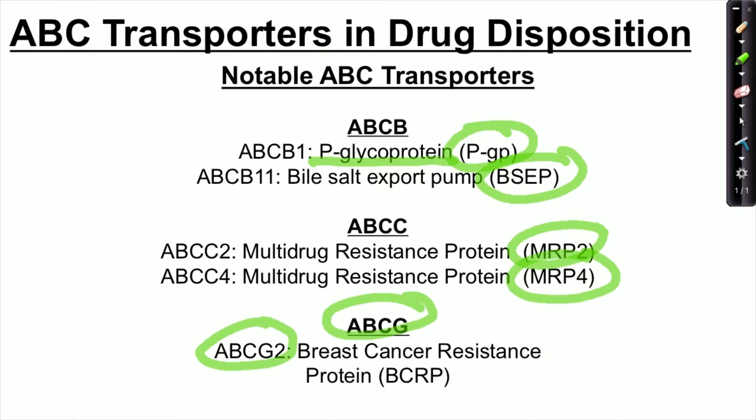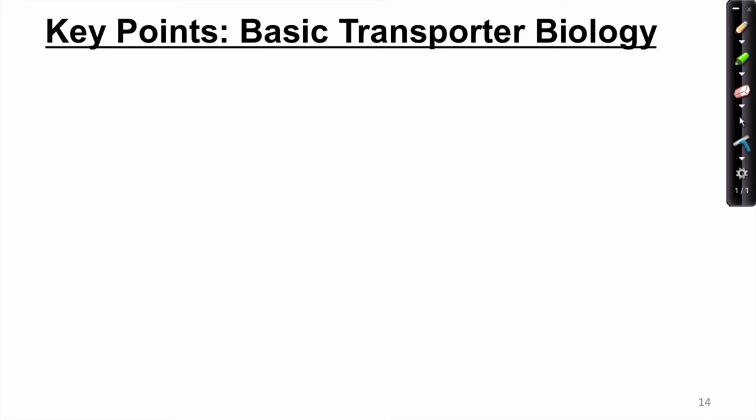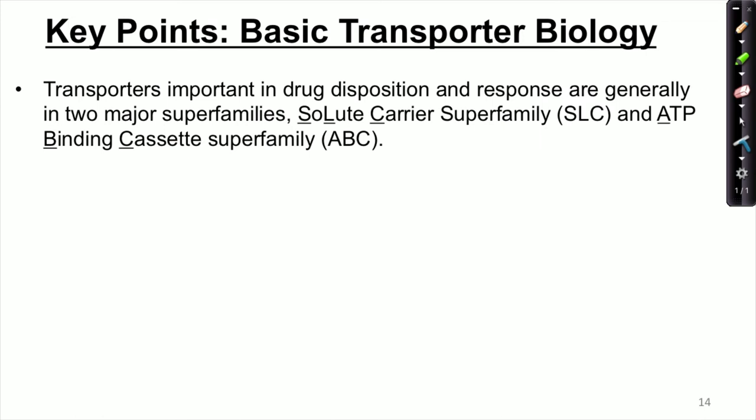So let me bring up my key points, just re-review them again in basic transporter biology. Number one, transporters which are important in drug disposition and response are generally found in two major superfamilies, the solute carrier superfamily SLC and the ATP binding cassette superfamily ABC. The solute carrier superfamily SLC, remember, encodes facilitated transporters, which may be secondary active or may be simple facilitated diffusion transporters. The ABC superfamily is comprised of transporters which directly rely on hydrolysis of ATP, pump their substrates against a concentration gradient, and are efflux pumps in the human genome.